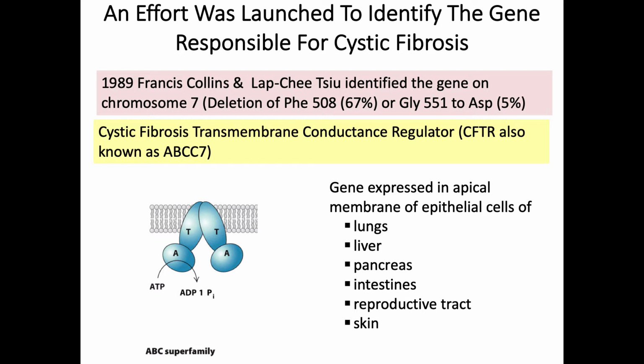They actually collaborated, and there was an effort to find the gene for cystic fibrosis, and they found it on chromosome 7. There's a deletion of phenylalanine 508, and in 67% of CFs this gene is deleted. About 5% have glycine 551 changed to aspartic acid, aspartate, which also causes it, and the others are something different.